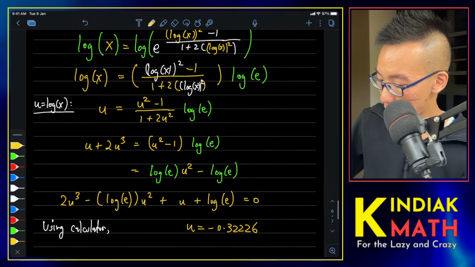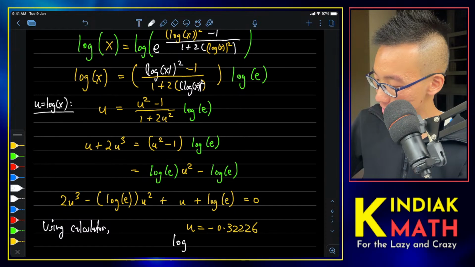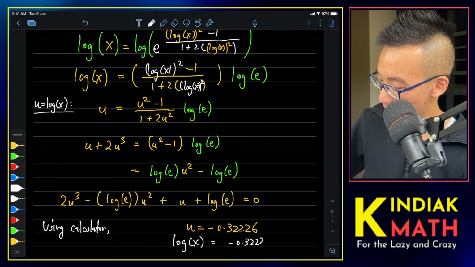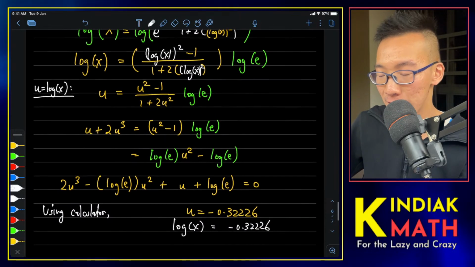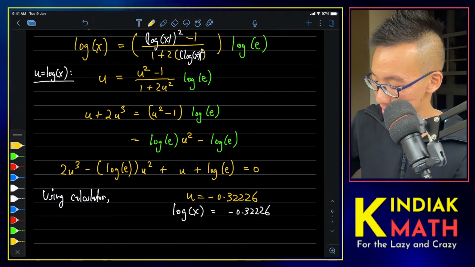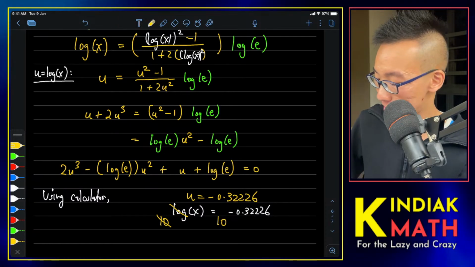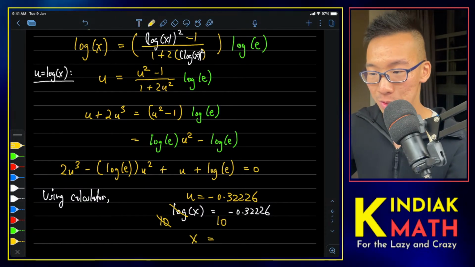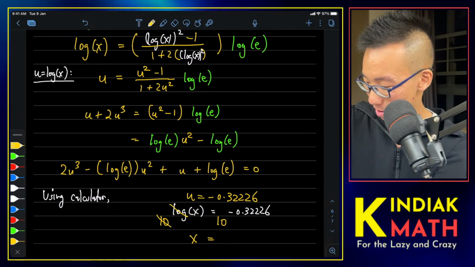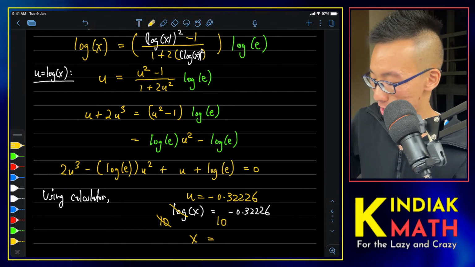This equals, well, what's u again? Well, u is the logarithm of x. How do we obtain x from the logarithm of x? We apply 10 to the power of that on both sides. So x equals 10 to the power of that, which is going to involve a bunch of decimals. I can already feel it. Oh, it's not too bad, surprisingly.